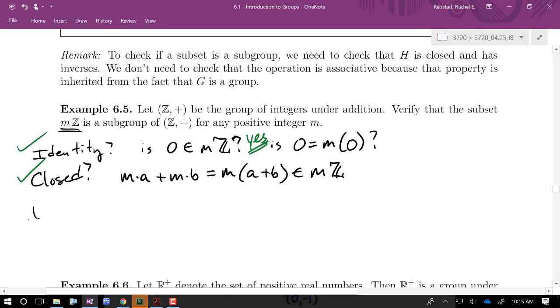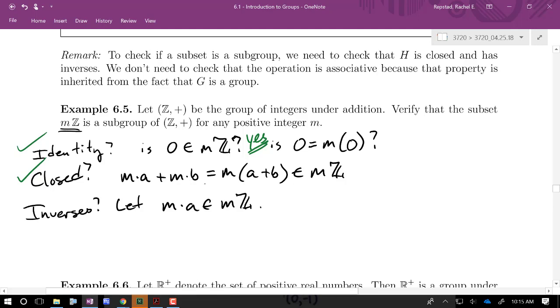And then the last thing we need to check is, does it have inverses? Well, to examine that, we have to just pick an element in mZ, so maybe m times a. What would its inverse be just in the larger set of integers? Keep in mind that our identity element is 0, and our operation is addition. So what do I add to ma to get 0? Not a trick question, by the way. Negative ma? Yeah, negative ma.